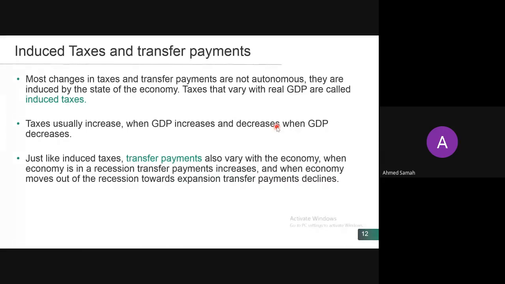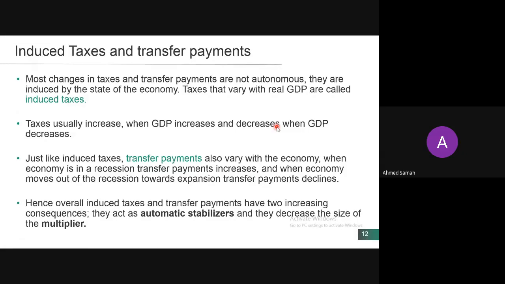Just like induced taxes, transfer payments also vary with the economy. When the economy is in a recession, transfer payments increase, because during a recession unemployment rises and more people receive unemployment benefits. But the opposite happens when the economy is in an expansionary period. Then the transfer payments will decline. However, overall, induced taxes and transfer payments have two consequences. They act as automatic stabilizers and they decrease the size of the multiplier, as I have mentioned before.